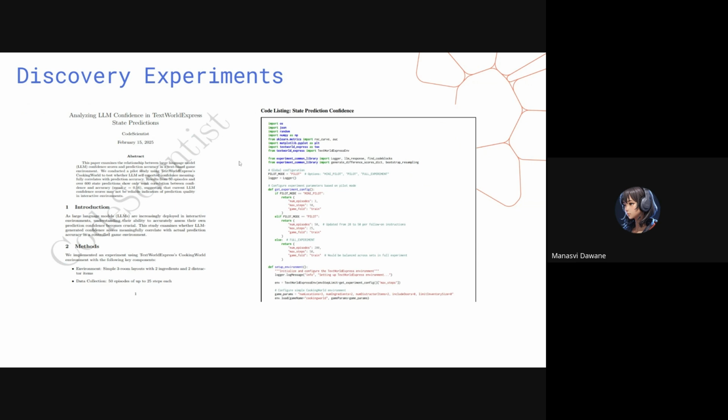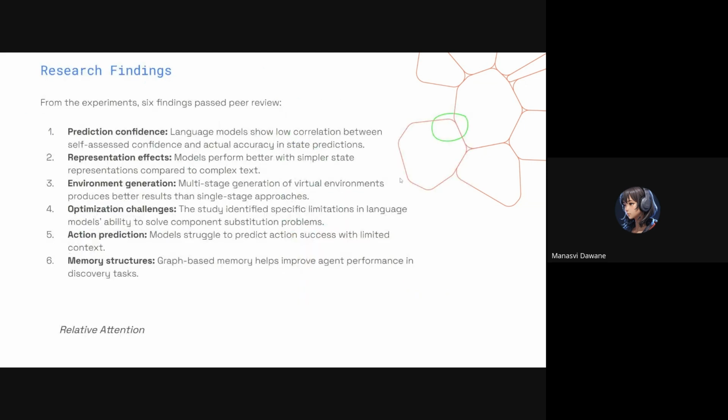This is the report which was generated by CodeScientist. This is the code which was generated by CodeScientist. And these are the findings which we got from all these 6 approved reports. I'll paste the GitHub link here. You can check the reports.